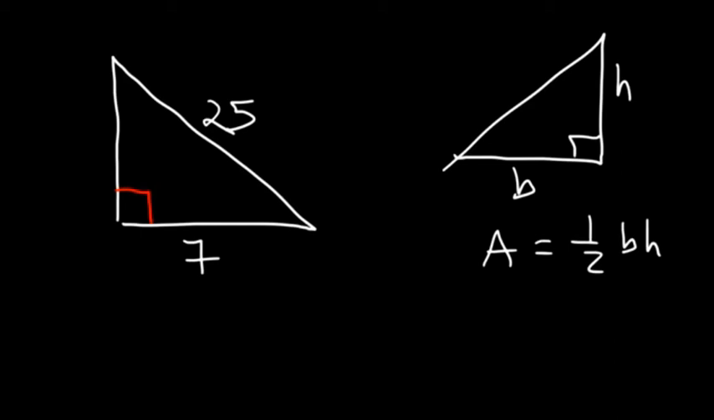Well, let's draw a regular triangle. So the capital letters are associated with the angles. So this is angle C, angle A, angle B. The lowercase letters are the sides across that angle. So across angle C, we have side C. Across angle A, we have side A. And across angle B, we have side B.